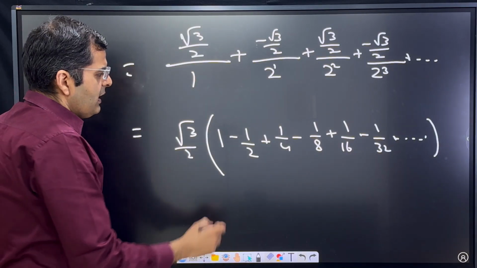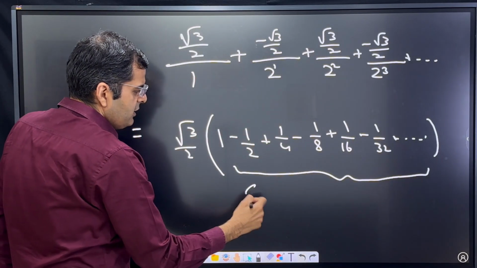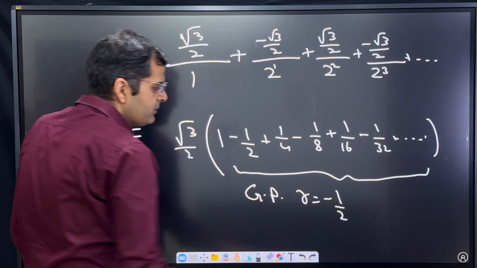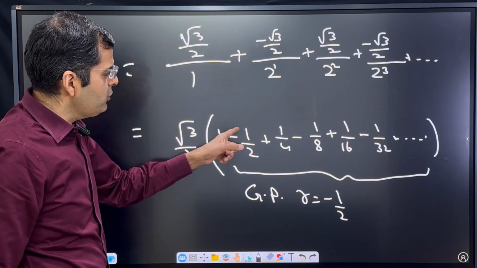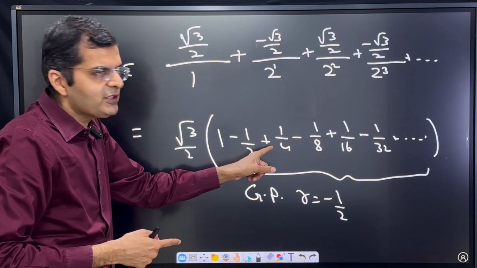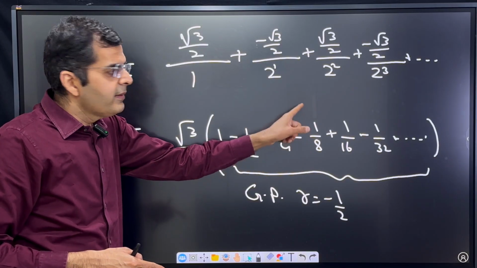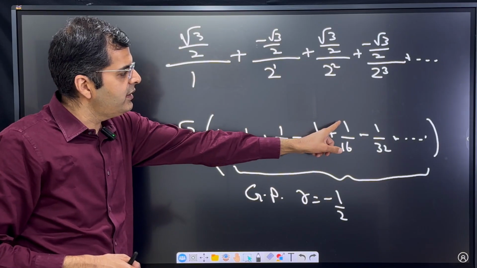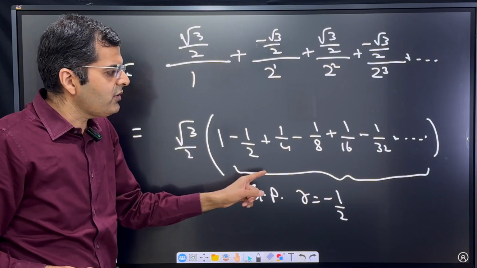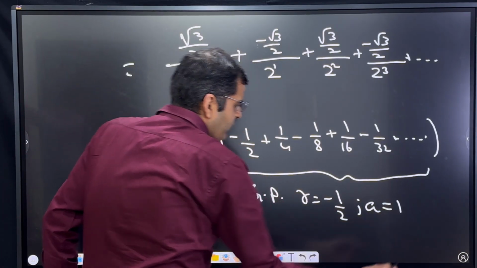Now over here, I see an infinite geometric progression. So this is an infinite GP with common ratio minus 1 by 2. Okay, because 1 into minus 1 by 2 is minus 1 by 2. Minus 1 by 2 into minus 1 by 2 is plus 1 by 4. Plus 1 by 4 into minus 1 by 2 is minus 1 by 8. Minus 1 by 8 into minus 1 by 2 is plus 1 by 16. So each term has a common ratio of minus 1 by 2, and the first term A is 1.